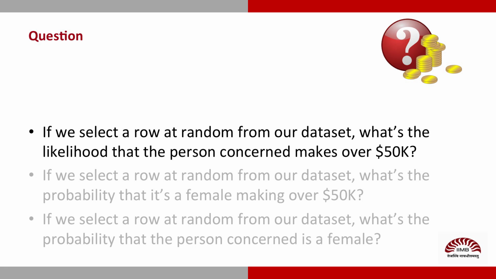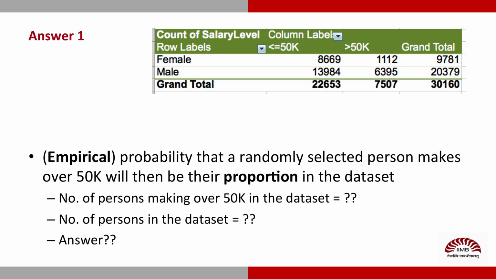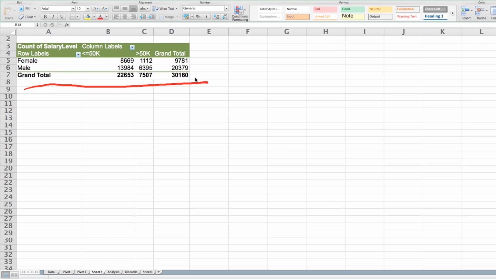We're finally ready to take on question 1. We are asked to find the probability that a person makes over 50K. The answer is clear from the pivot table. Just ignore the person's sex for now and concentrate on the grand total row. Then the number of people making over 50K is 7,507. So we have the ratio 7,507 over 30,160, which is about 0.25.